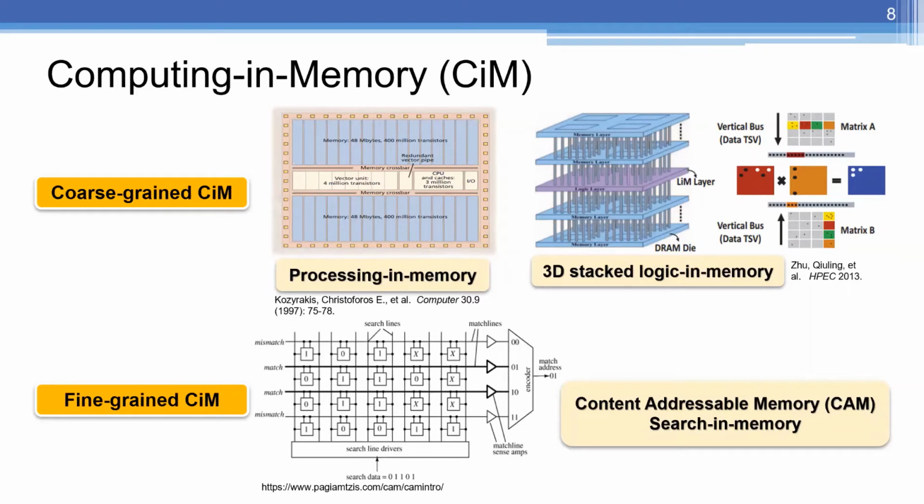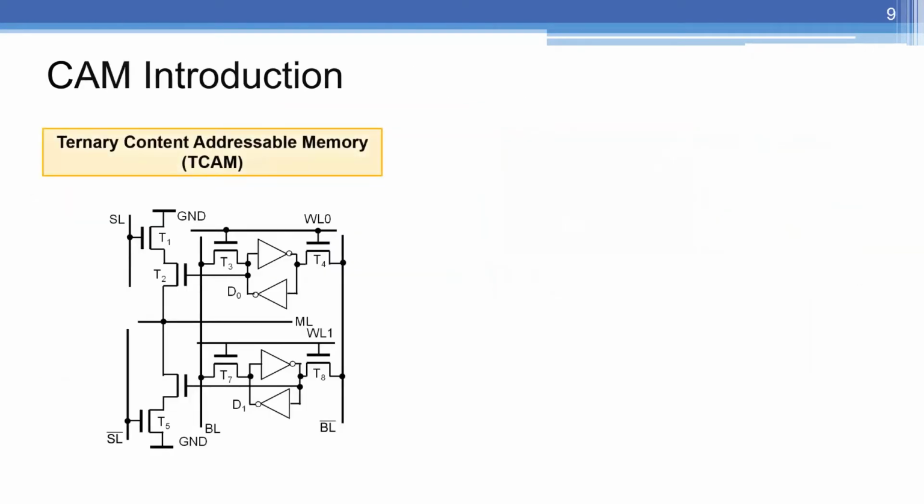And this kind of computing memory block is called the content addressable memory design. Content addressable memory is a very representative computing-in-memory solution. It has a variant called the ternary content addressable memory, which has been widely used in data analytic applications such as exact search or nearest neighbor search for some machine learning models.